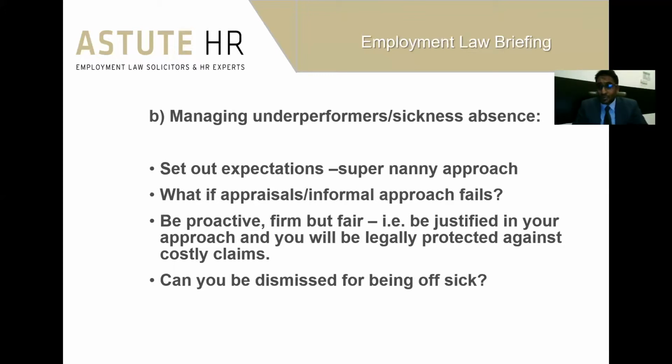I'm sure most of you have seen that program with the super nanny. I can't remember the lady's name now, Jo something or other. And what she does is she goes into homes and she deals with unruly children. And she tells the children exactly what the expectations are. And if they fail to meet those expectations, they end up on the naughty step. The employment law is basically super nanny. 3 naughty steps and you've got to be out of the house.